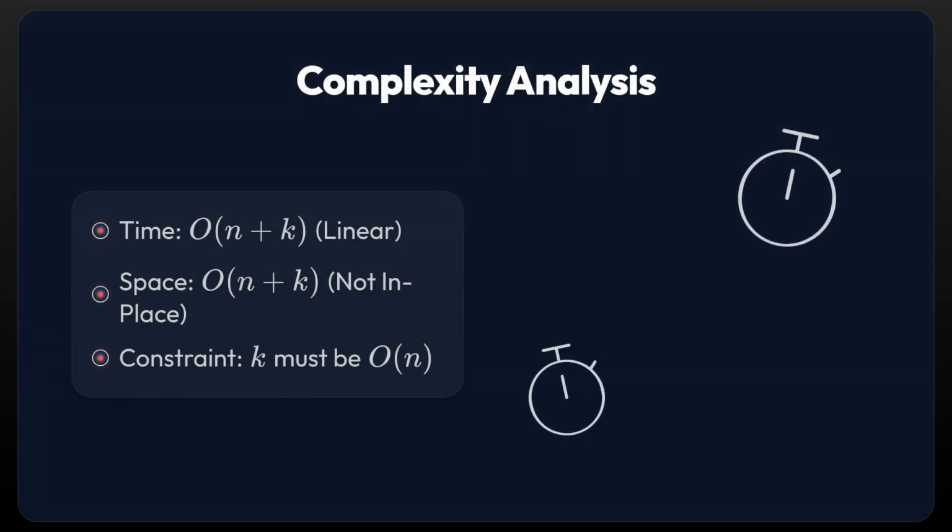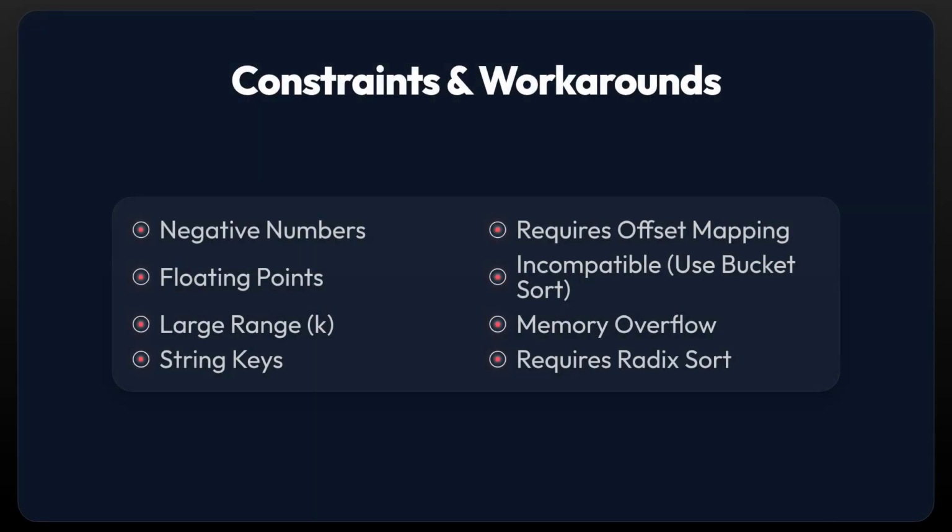The theoretical elegance of counting sort lies in its runtime, big O of n plus k, where n is the number of elements and k is the range of values. This is linear time. However, there is a catch. The space complexity is also proportional to n plus k. If the range k becomes significantly larger than n, the algorithm loses its advantage and can even become slower than basic quadratic sorts. This algorithm is not a silver bullet.